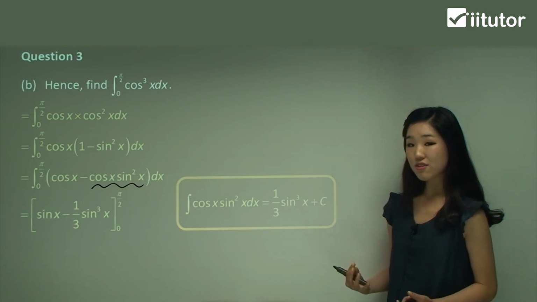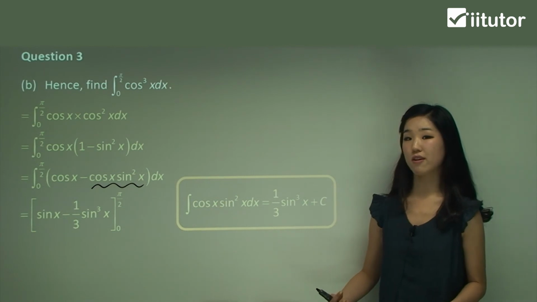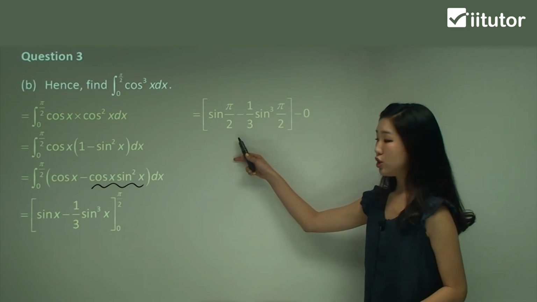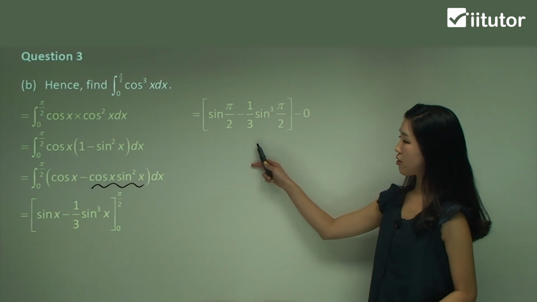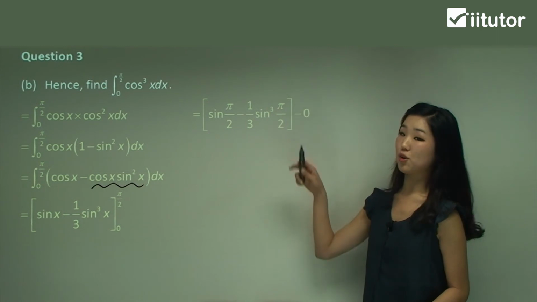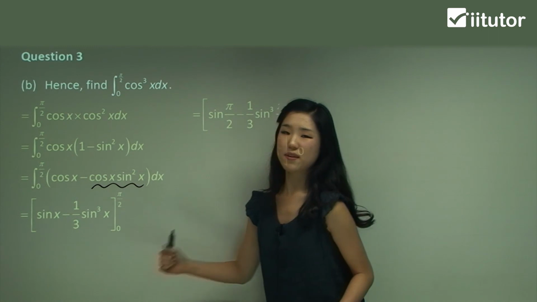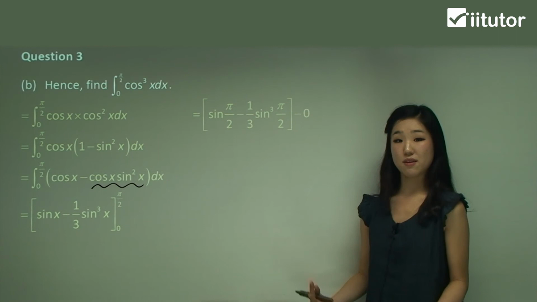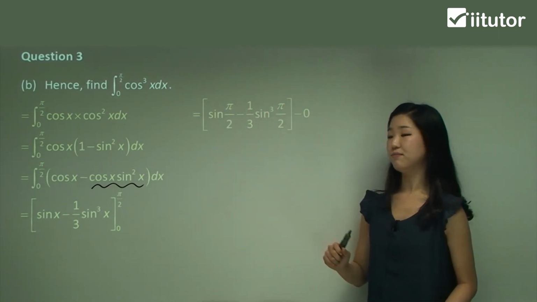So now that I've got the integral, I'm going to substitute my pi on 2 and 0. So sine pi on 2, I'm just putting pi on 2 into my x's, minus 1 on 3 sine pi on 2 cubed, because x is pi on 2, and minus 0. If I put 0 into x, everything becomes 0. So really, all I need to do is simplify this part, isn't it?